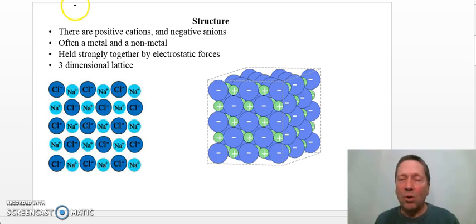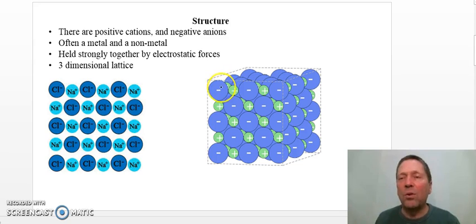The ions are held strongly together by electrostatic forces, and they form a three-dimensional lattice. So if you think of a lattice as being a sequence, or like one after the other, we've got a chloride ion here, a sodium ion here, another chloride, another sodium. You can see the pattern is forming. Now when these form as a 3D lattice, not only are they in a pattern across, also down, but also back to front as well.